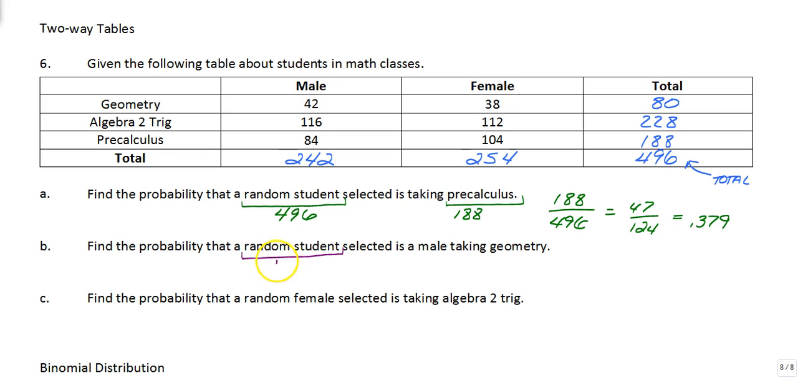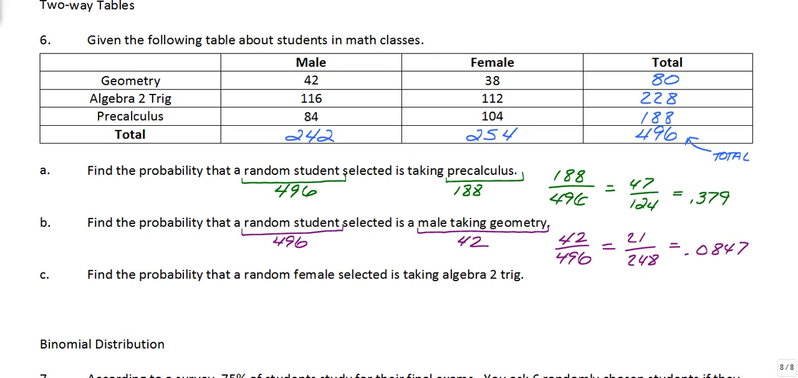Okay? So the next example, we're also going to find the probability that a random student, boom, it's just a random student, 496 again, is a male in geometry. So now we have to go to just males in geometry, which is 42. And then again, we just take 42 divided by 496, and that's going to give us a reduced fraction of 21 over 248, or a decimal of 0.0847.